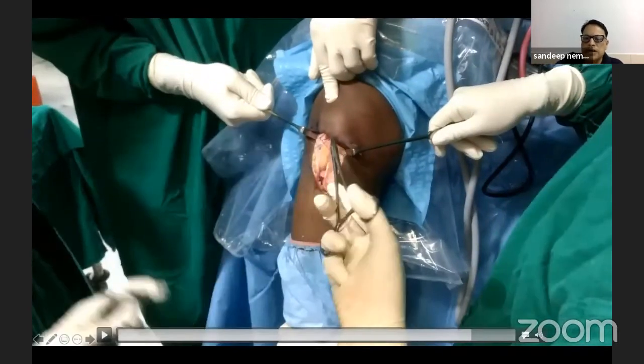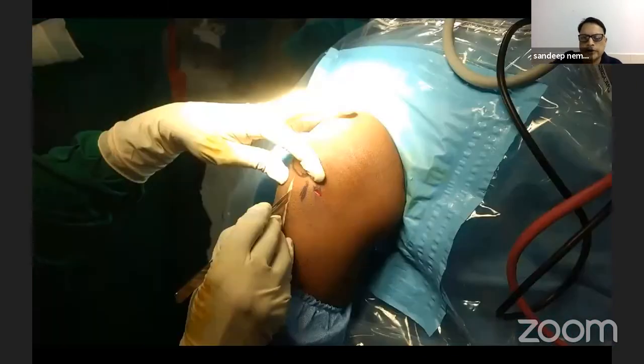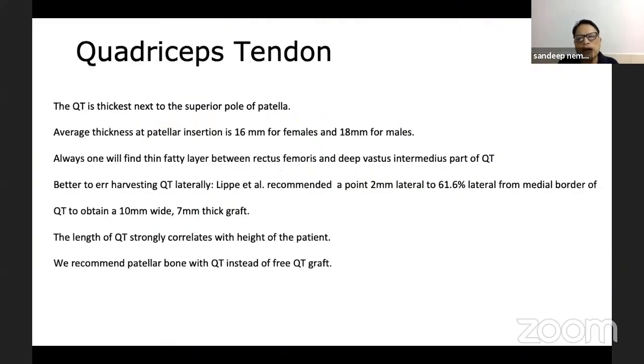The bone which is left over, or which is collected at the time of bulleting the femoral bone plug, can be used for grafting the patellar bone site. Then, as far as the quadriceps tendon is concerned, there are a few tricks with the quadriceps tendon. That's what is our experience.